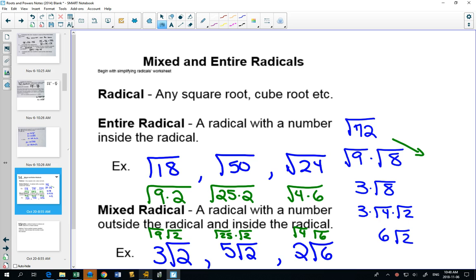And I'll do it in green. What times what is also 72? 36 times 2. And the square root of 36 is 6. So we're going to find that sometimes we find a perfect square, but it's not the biggest one.